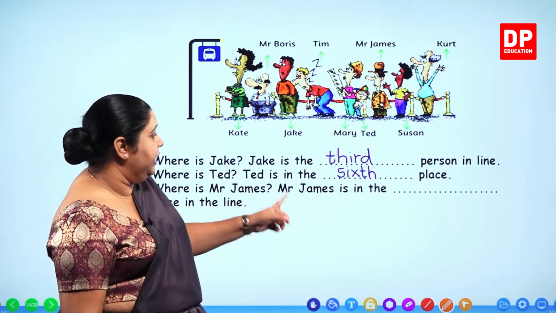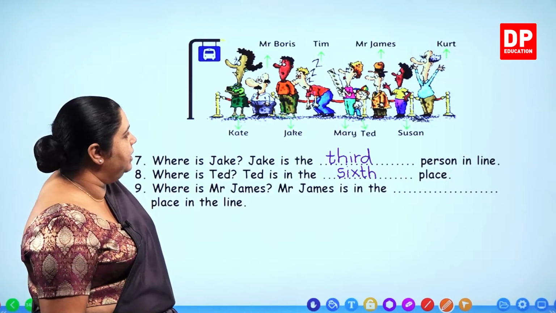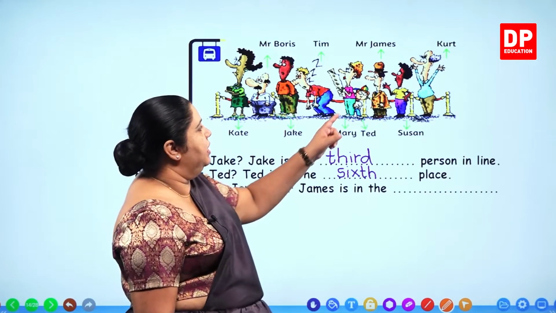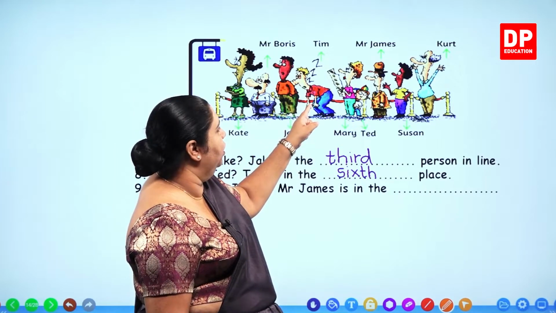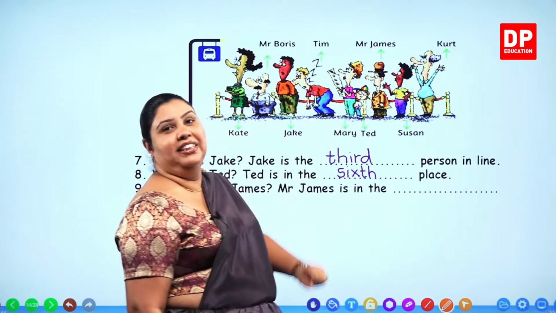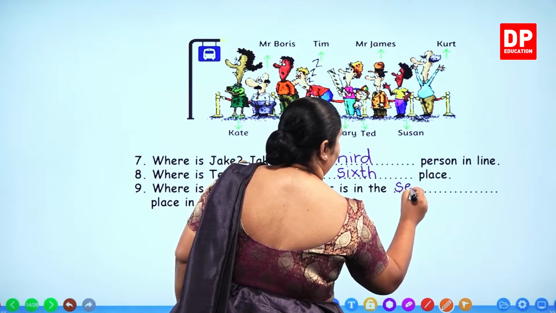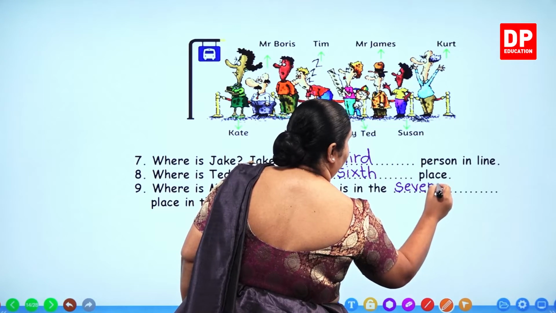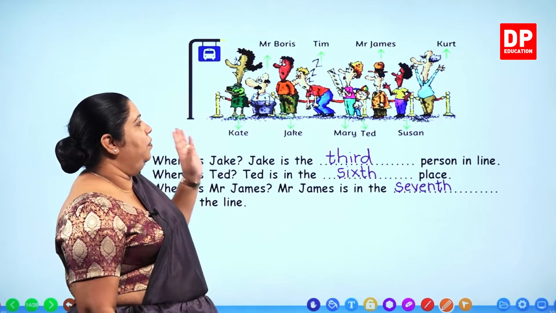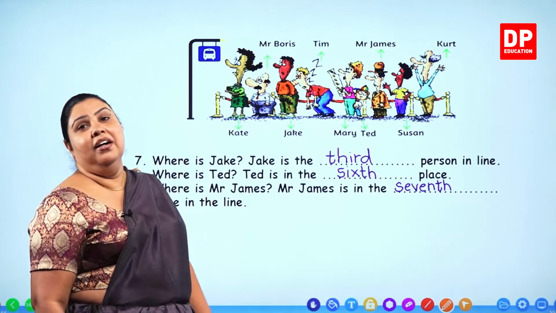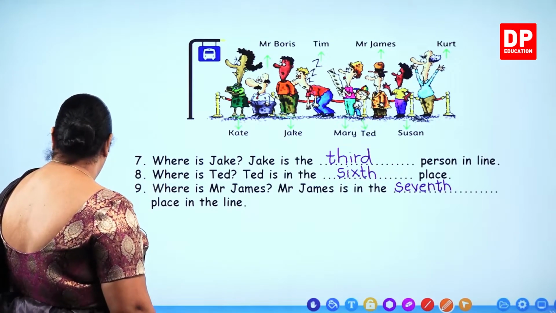Where is Mr. James? Mr. James is in the blank place in the line. Mr. James. Let's find Mr. James. Mr. James is over here. As which number? First, second, third, fourth, fifth, sixth, seventh. Mr. James is the seventh person. S-E-V-E-N-T-H. Seventh person in the line. Okay, so now we wrote all the names, all their positions, the ordinal numbers in words. Right, now let's move on with our next.